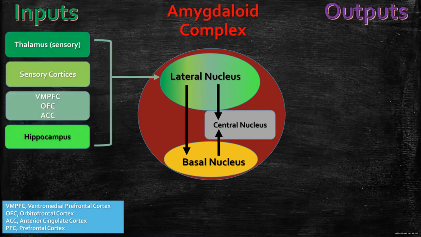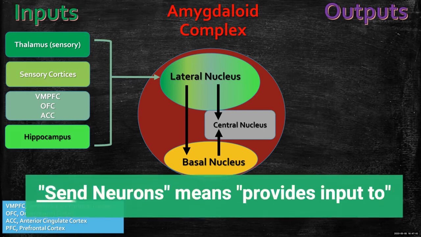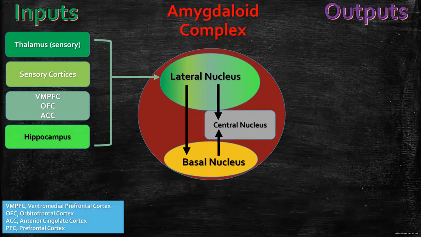Inputs to the amygdala are important because the amygdala is very much involved in initiating the fight or flight response that is very important in our survival. Inputs to the amygdala include the thalamus, the sensory cortices, in other words, the parts of the cortex that process our sensory stimuli like vision, touch, smell. The ventromedial prefrontal cortex, VMPFC, and the orbitofrontal cortex, and the anterior cingulate cortex also send neurons to the amygdala. The hippocampus, a very important structure in memory, also sends signals to the amygdala. All of these structures send their signals to the lateral nucleus.